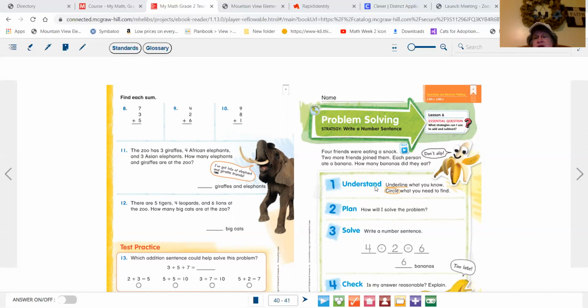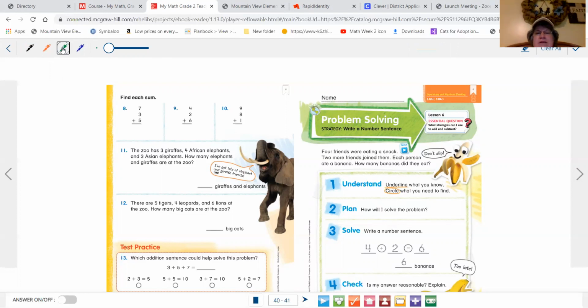What we're going to do, it says to underline what you know. So I'm going to go up here to my pen, and I'm going to underline what I already know in green because I know it, so I'm ready to go on to the next step for solving the problem. Okay, so we know that 4 friends were eating a snack. 4 friends. We also know that 2 more friends joined them. Keyword there, joined. That's a keyword to let us know that they're coming together. So we need to add.